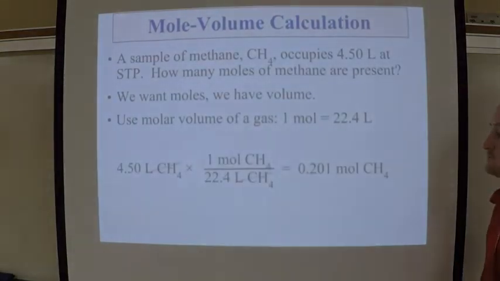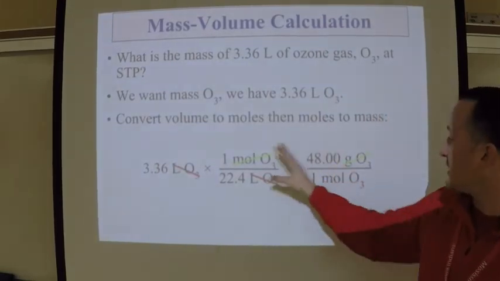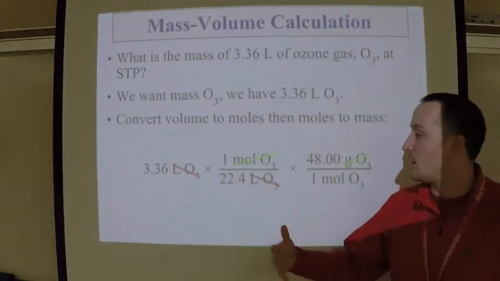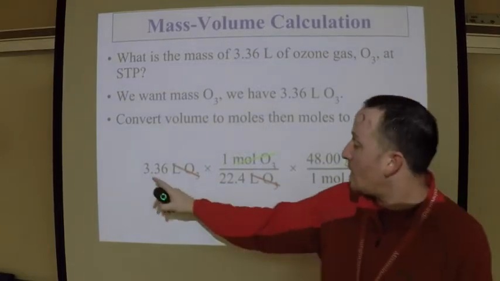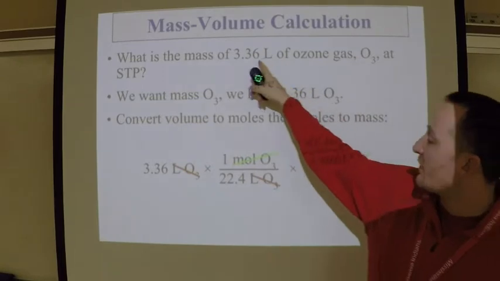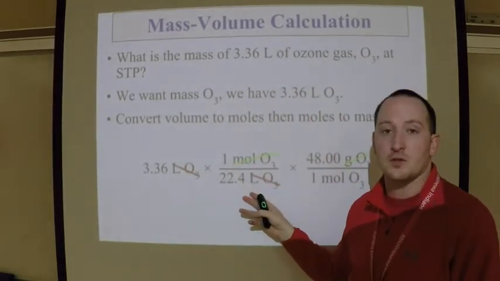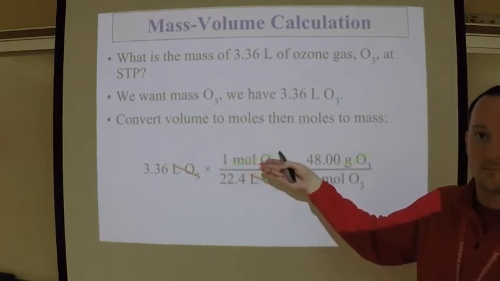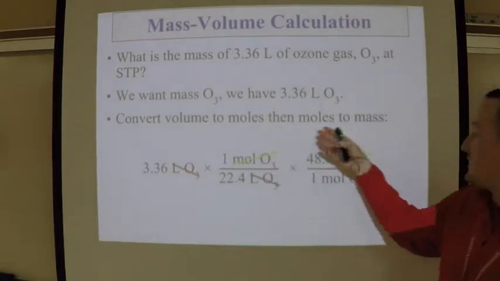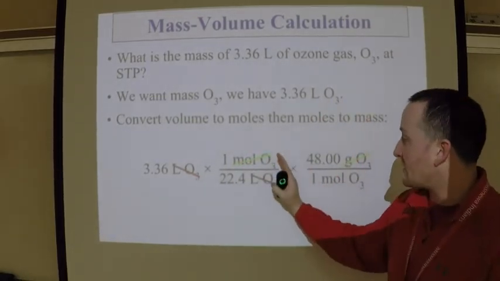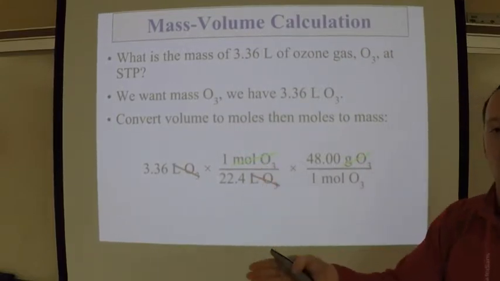So how I would do that is I would start with my 3.36 liters, because that's what was given. Looks like I forgot to have the PowerPoint show this in stages. Because this was in liters, I would use my 22.4 liters over 1 mole here. Then those units would cancel. If I stopped here at this calculation, I would be in moles. But I need to go to mass, or grams.